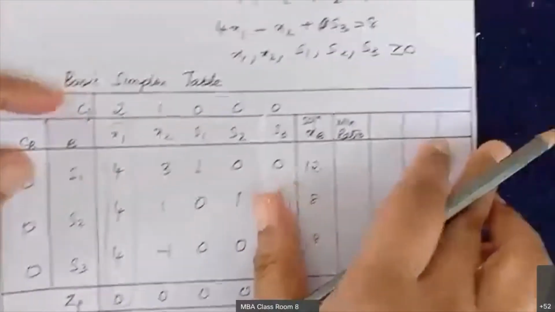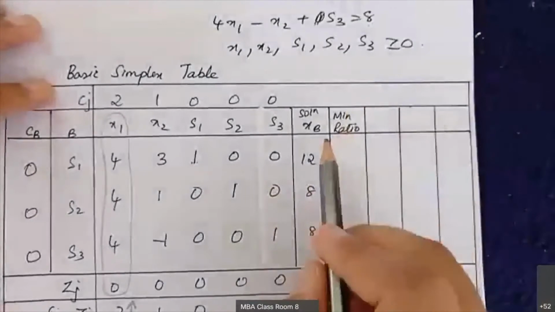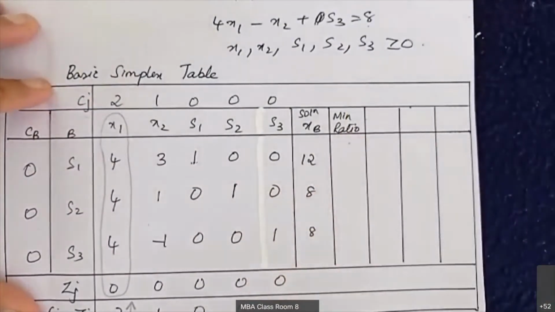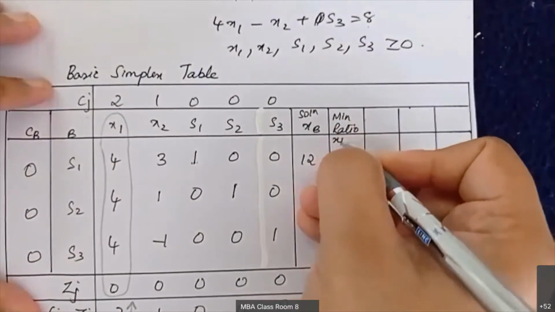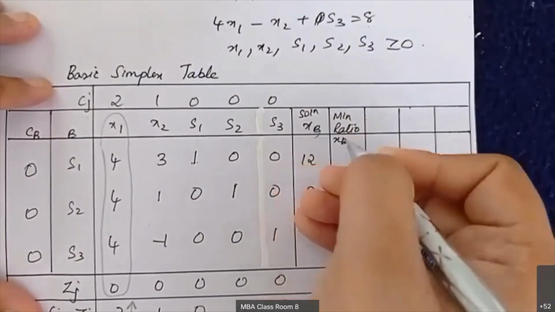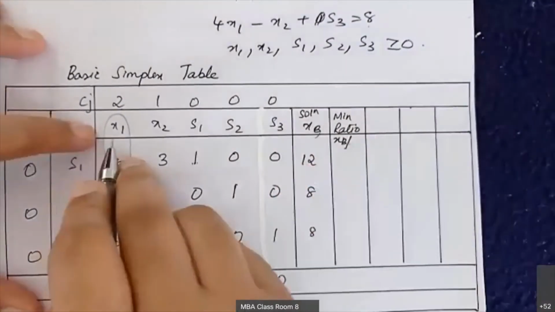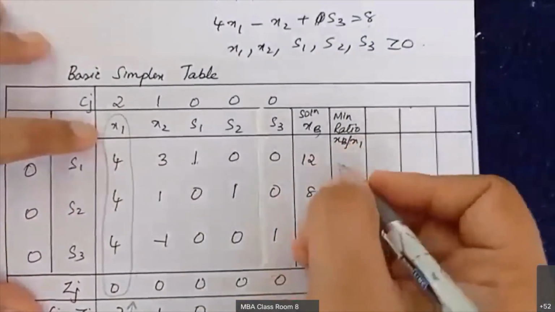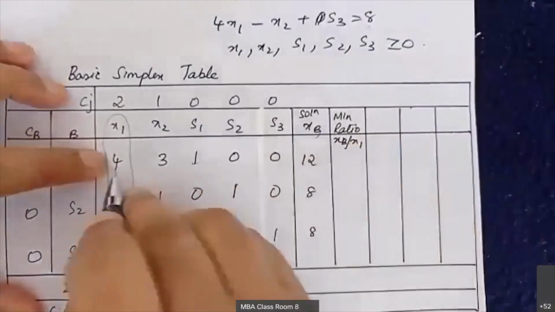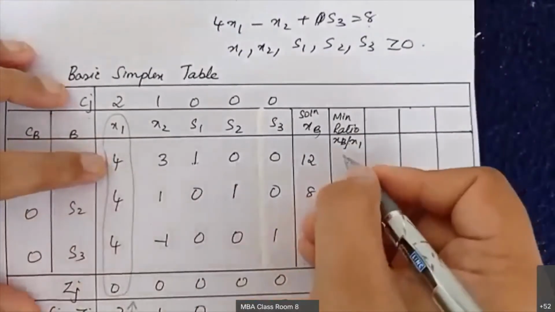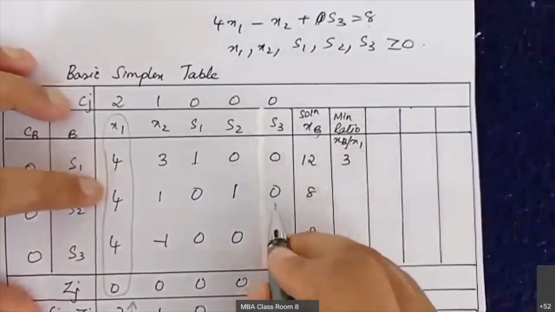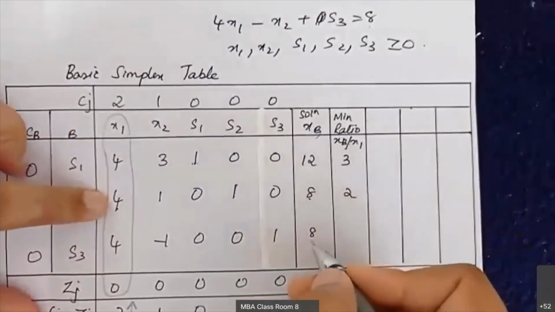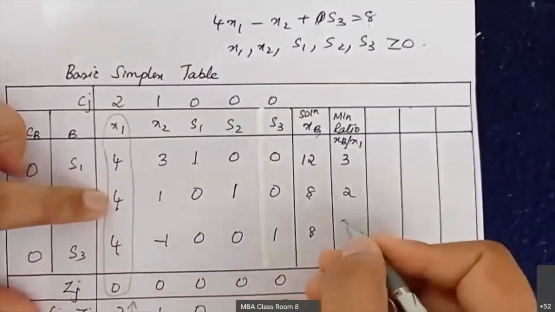Next, we have to decide which is going to be the leaving variable. For that, we have to calculate the minimum ratio. How will we calculate it? It is calculated as xb, this is the xb column, divided by our key column. The key column is x1. So the minimum ratio is going to be 12 divided by 4, that is 3. Now 8 divided by 4, that is 2. Again 8 divided by 4, that is 2.